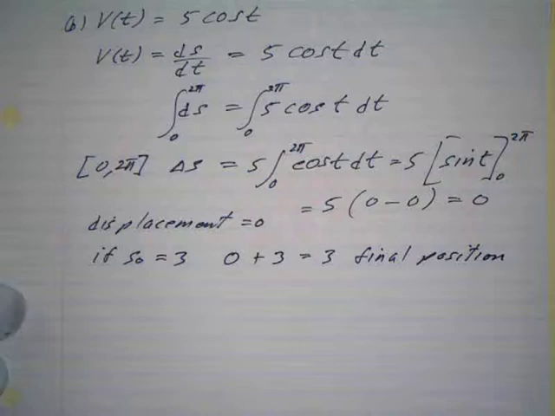And then letter C: what we want to do is find the total distance traveled by the particle. So the total distance traveled. This would be 1c, the total distance traveled.